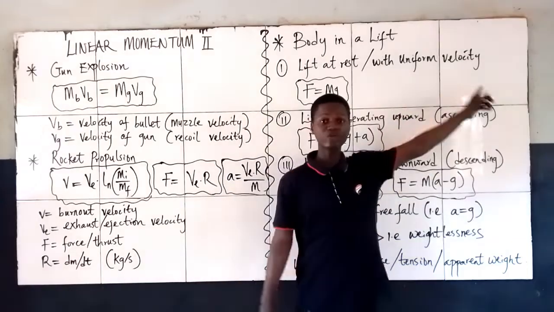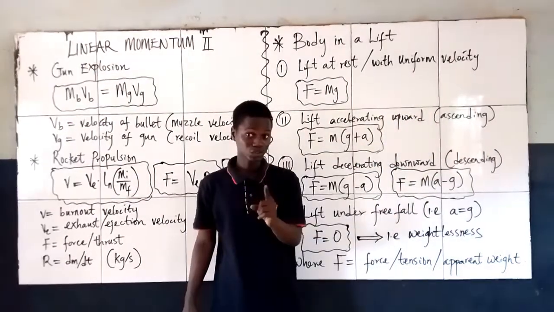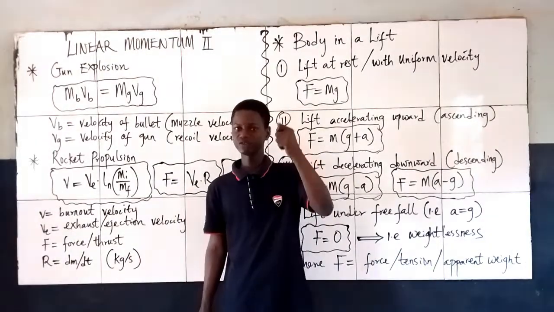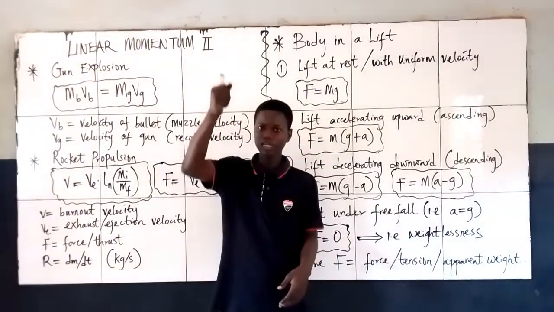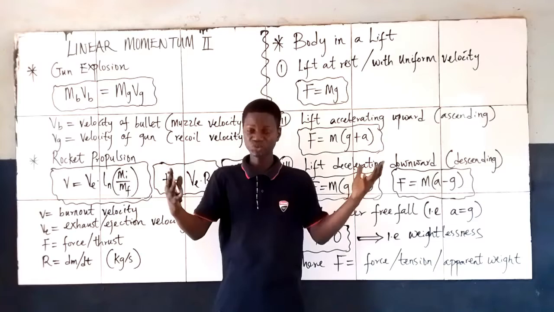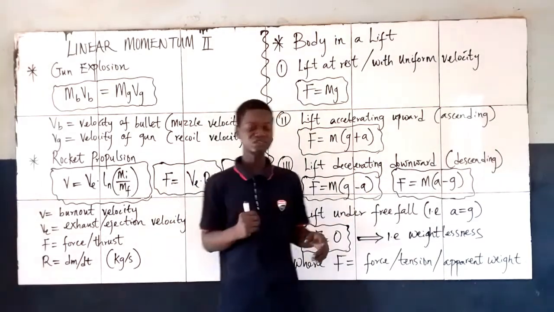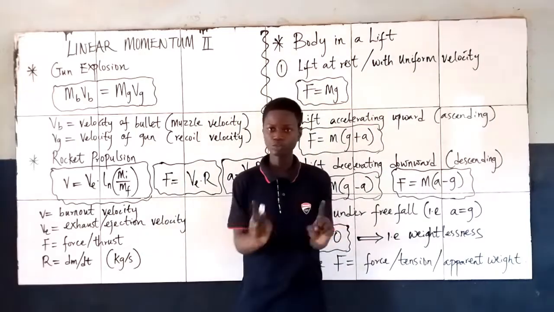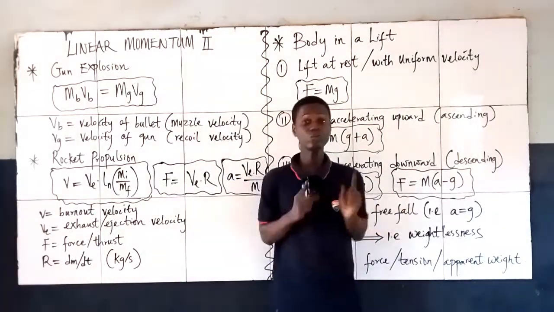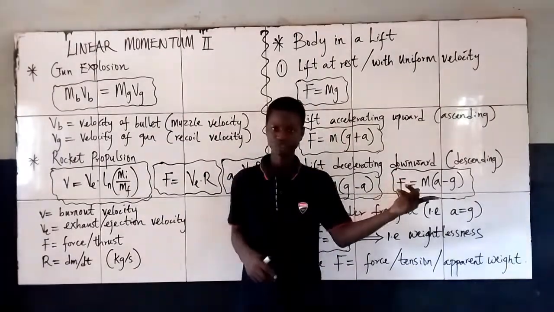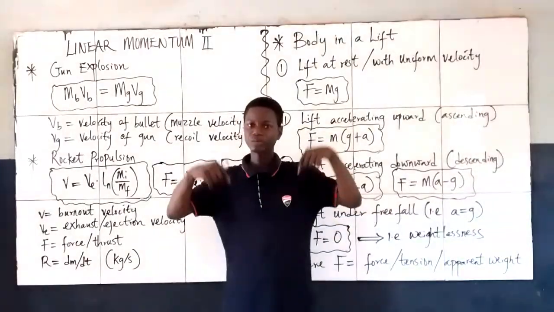Observe I said uniform velocity, not acceleration. Now, to get the force that will be acting on the lift, because the lift is usually suspended by, let's just say a string, an inextensible string. Now, the force that will be acting on the lift, if the lift is not moving, or if it is moving with uniform velocity, is F equals mg. And that's equivalent to the weight of the person inside.